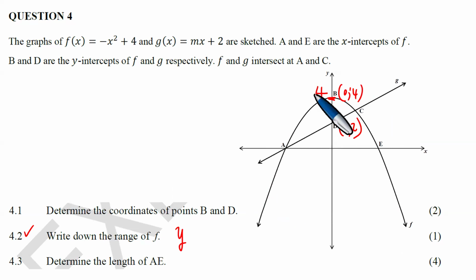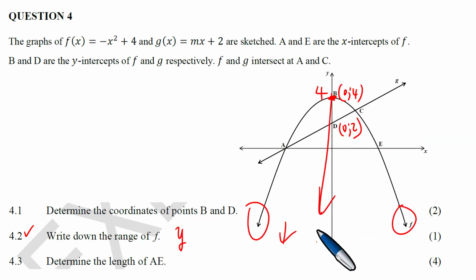So now the set of outputs, all outputs of this function. You can see it starts at 4 at the turning point, and then it keeps going down, down, down, down. In other words, it will be y, but it is taking smaller values than 4. So y is less than 4.